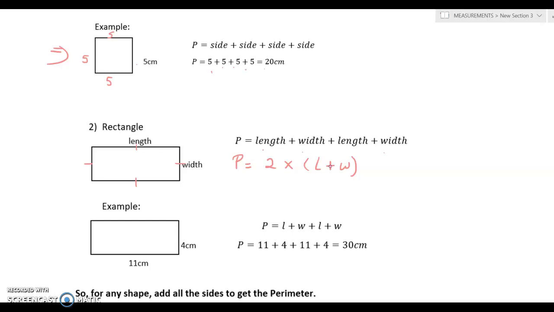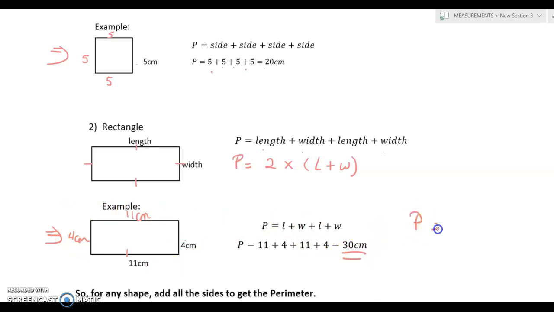You're adding all these sides, right? So let's look at this example. Find the perimeter of this rectangle. We know the length here, that's 11, so therefore over here will be 11 cm as well, and the width is 4, so over here we have 4 cm as well. And again, you just add all these sides and you would get 30 cm, right?